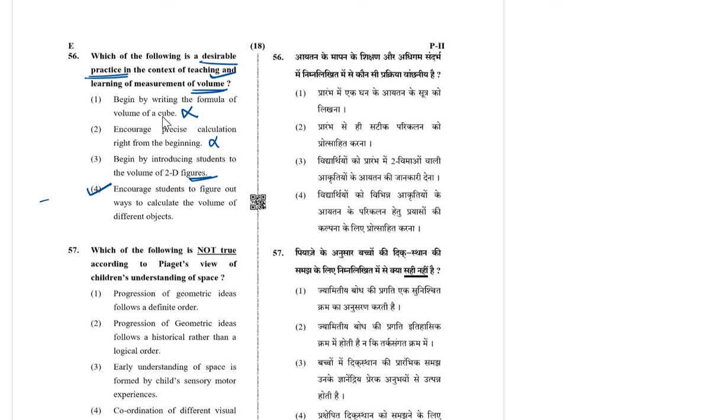So we are always giving different types of objects. How to calculate the volume of the different objects? What is the difference? Why are we putting this formula and this one? We always give differentiation to the children. So the fourth one is correct.